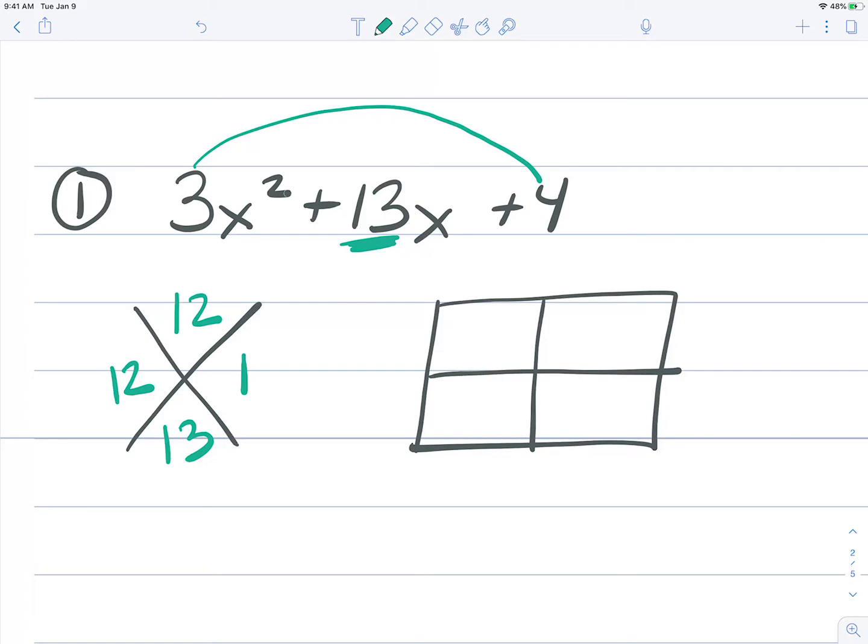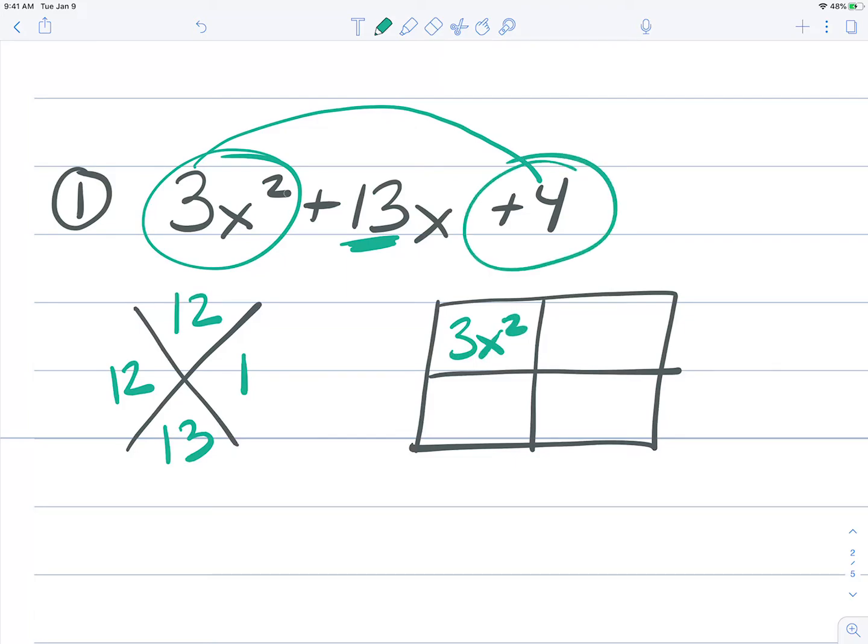The upper left-hand corner is always the very first term, which is 3x squared, and the bottom right corner is always the constant 4. We're going to take the two numbers that we just found and we're going to put them into the other two boxes with x's. So this is going to be a 12x and a 1x.